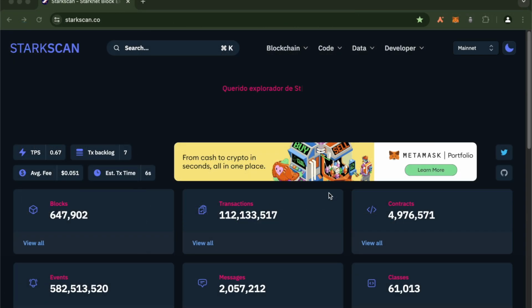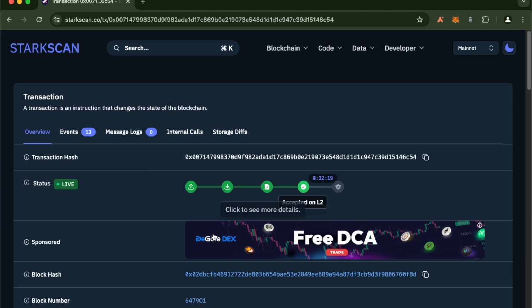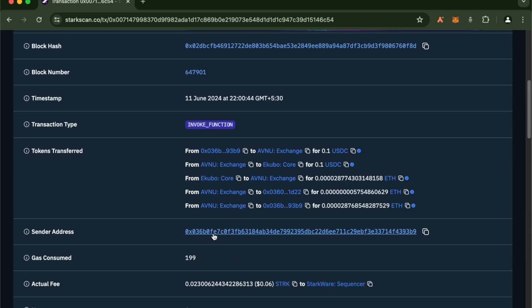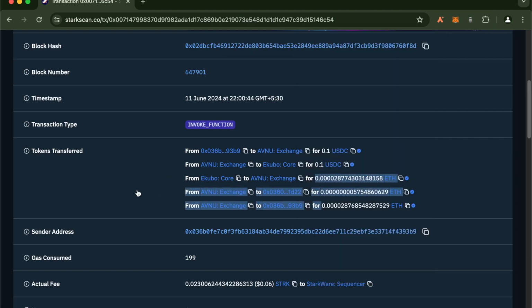Let's just try to query our transaction hash. I'm going to paste our transaction hash, and here we are going to look at our transaction. We successfully swapped 0.1 USDC for an amount of ETH. We can also have a look at the updated balance in our Argent wallet. So this was the transaction. I hope it was easy to run the agent and do an ETH buy transaction with USDC.